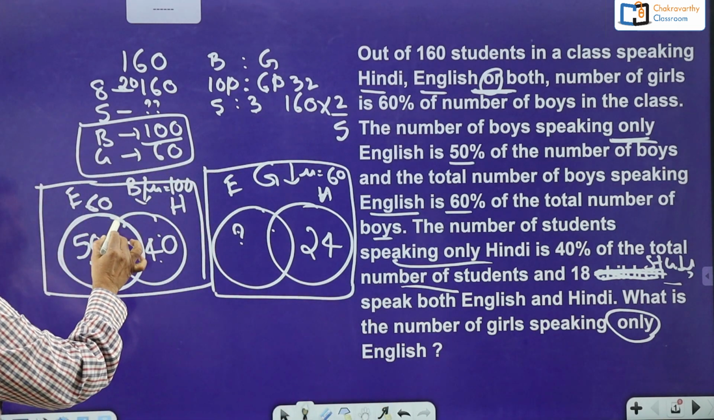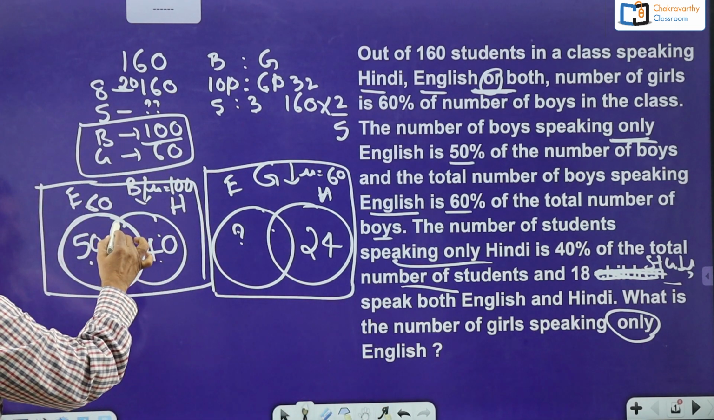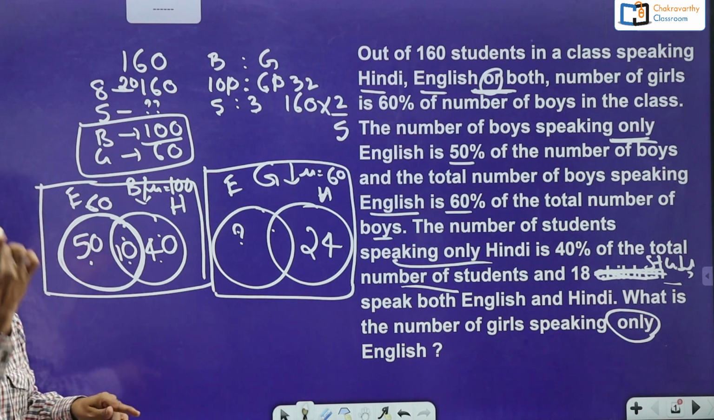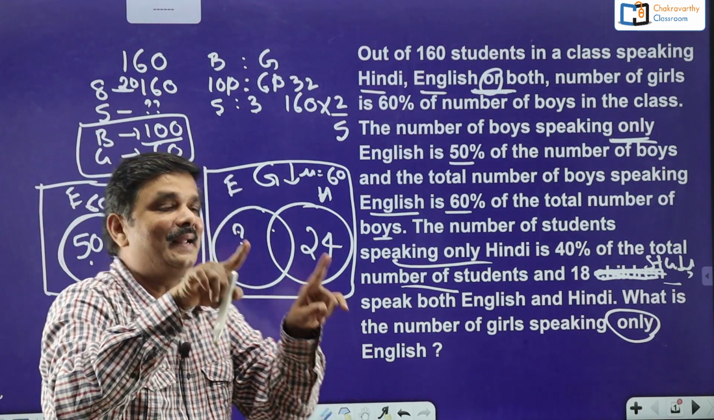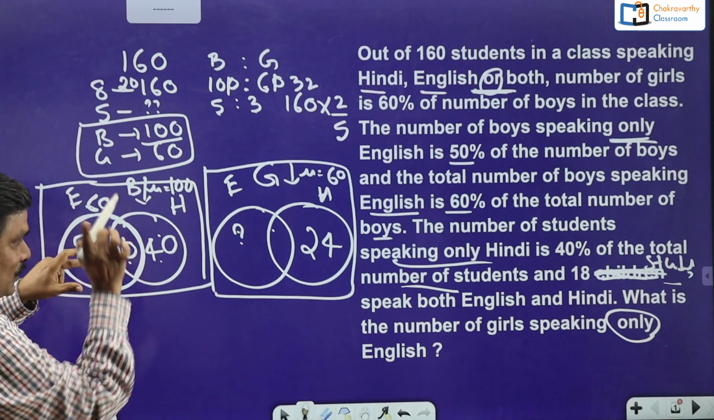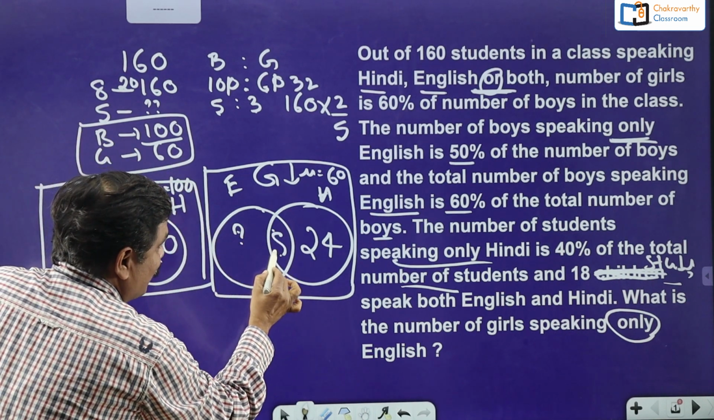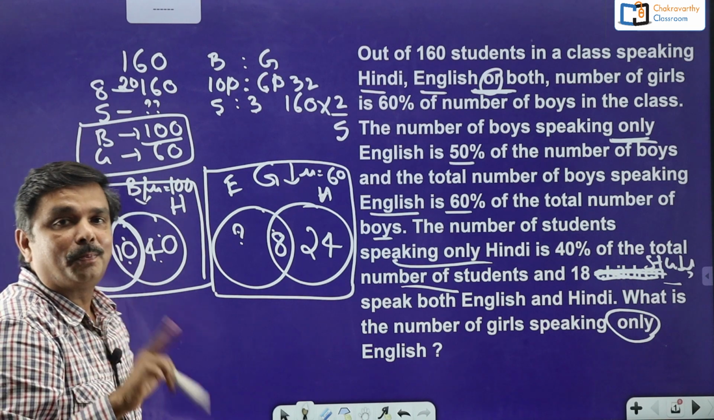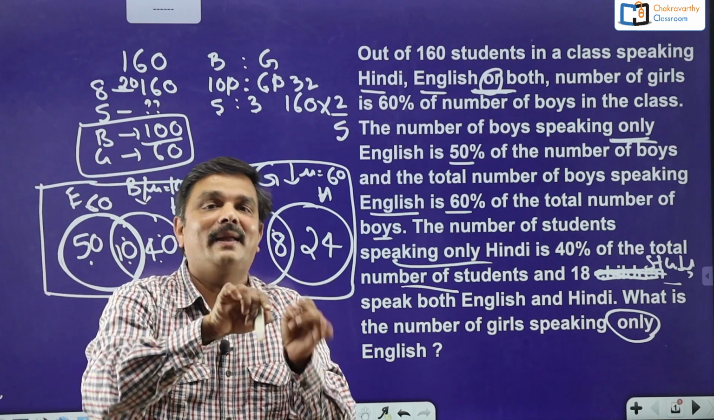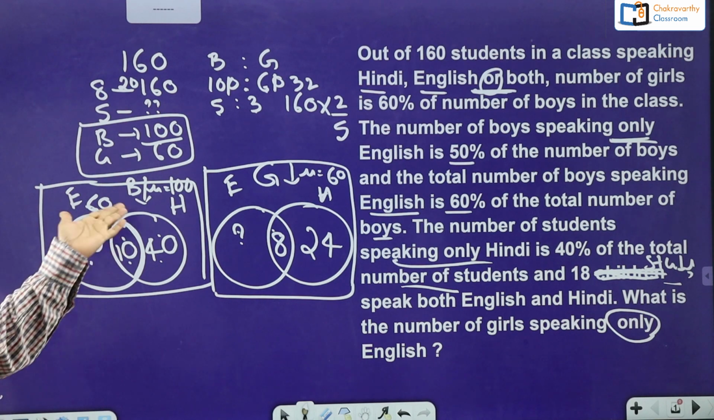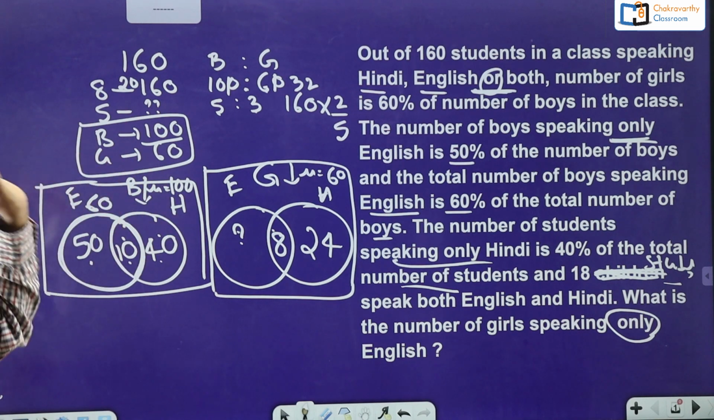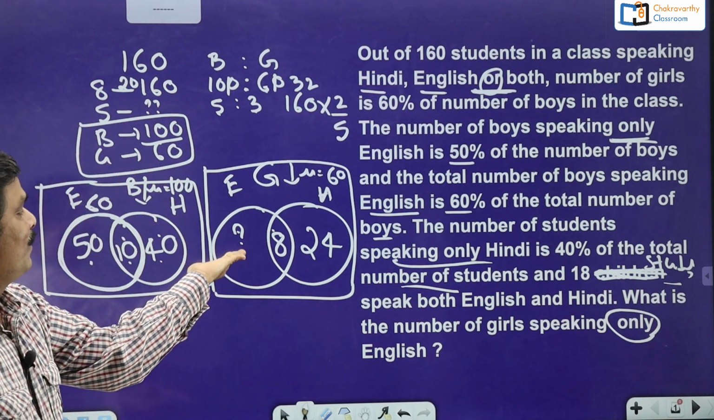Now number of boys who can speak both Hindi and English is 10. But total number of students who can speak both Hindi and English is 18. That means 18 minus 10, that is 8. 8 is this one. Number of girls who can speak both Hindi and English. Now got the idea? So this 8 plus 10 must be equal to the total number of students who can speak both. Now easily you can fill it up here.